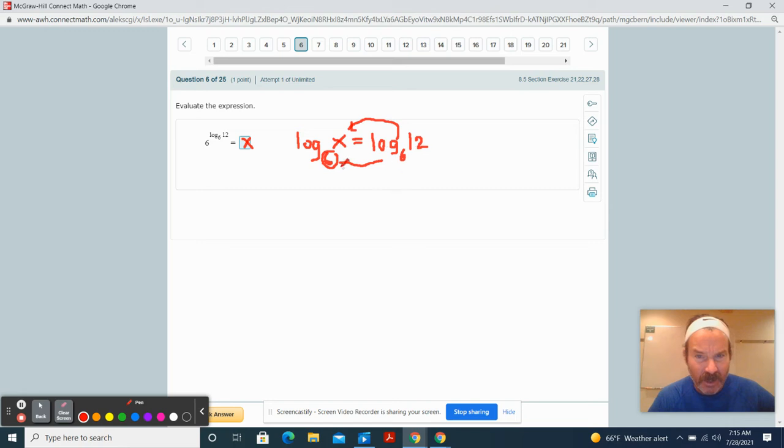Okay, and now this answer is also kind of obvious because they're both log base 6s. So if they're both log base 6s, then this x has got to equal 12. So we put 12 in the box right here. And that's how these problems from 1 through 11 go. They're either given to you in exponential form, and we change them to logs, and the answer is pretty obvious. Or they give it to you in log form, and we change it to exponential, and the answer is pretty obvious. Okay.